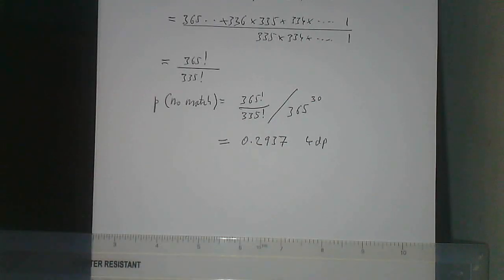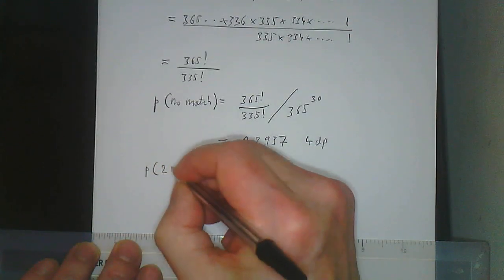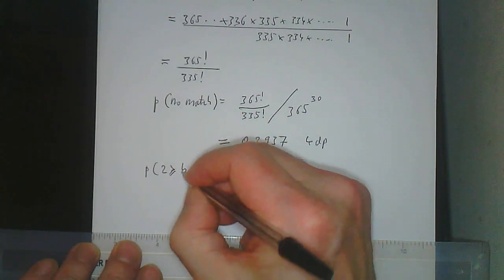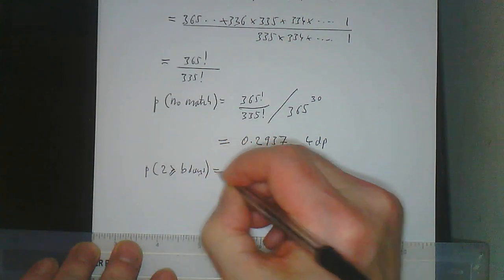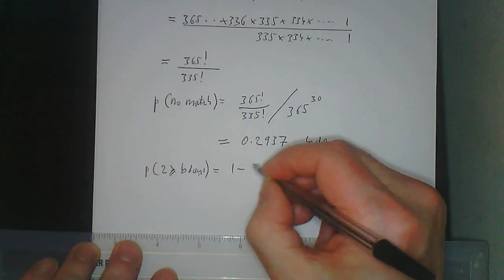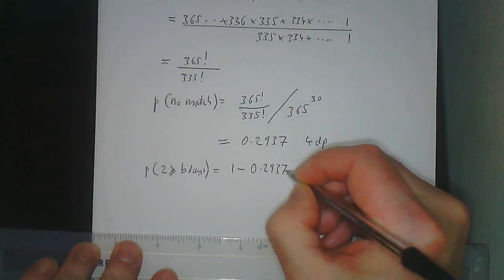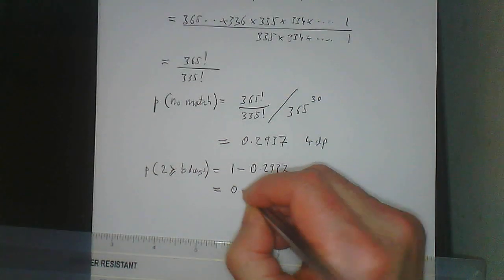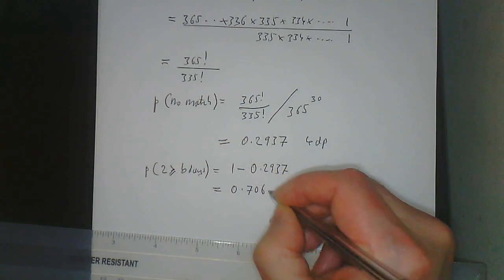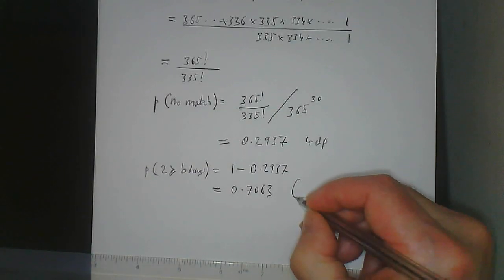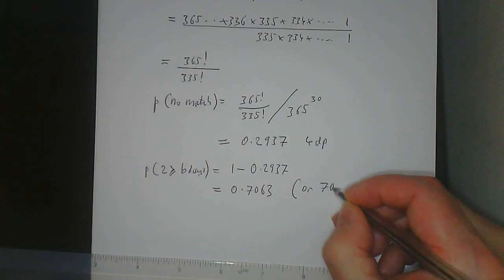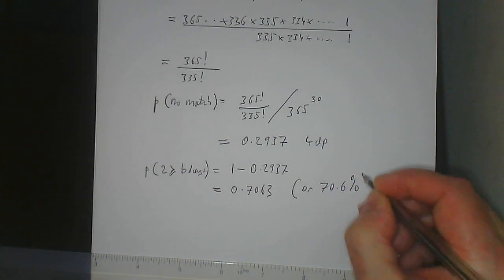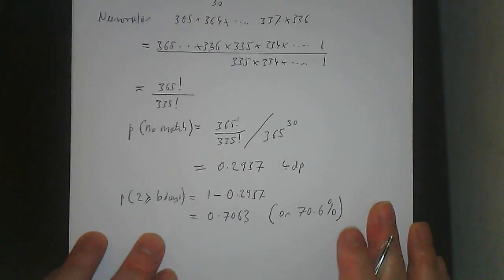And so then we go back to the original question, which says, what's the probability of 2 or more birthdays? Well, the probability of 2 or more birthdays is 1 minus this probability here, 0.2937. If we put that into our calculator, we're going to get 0.7063, or 70.6%. And that's the answer to our question.